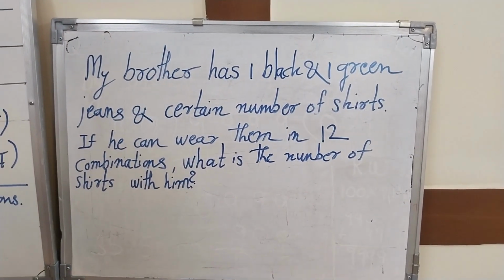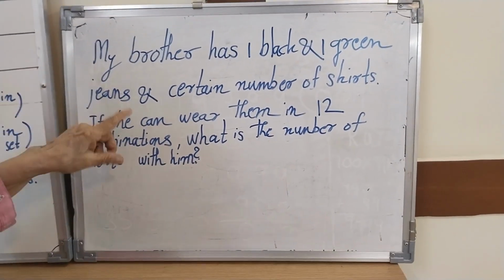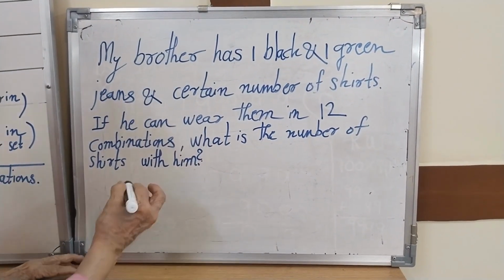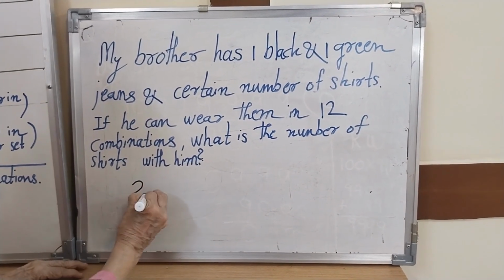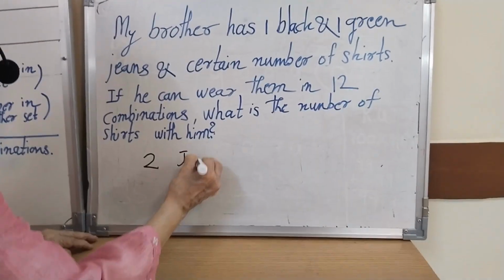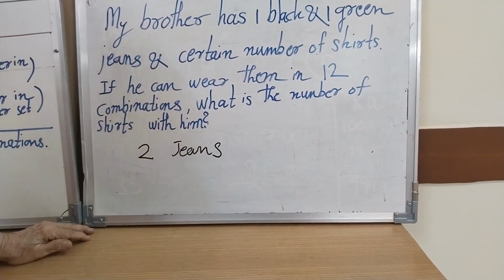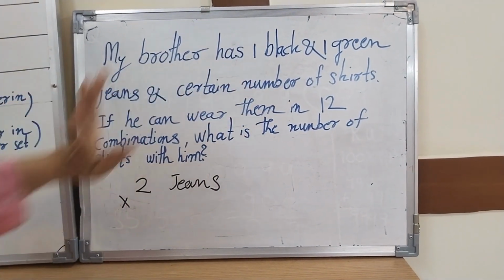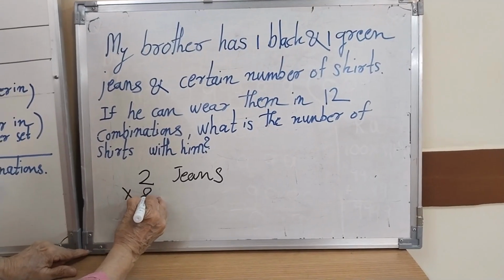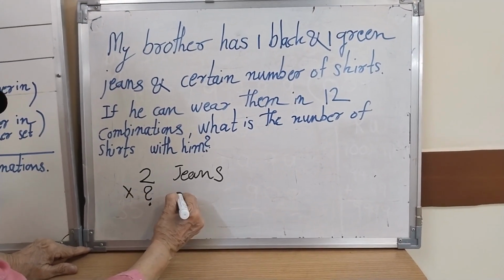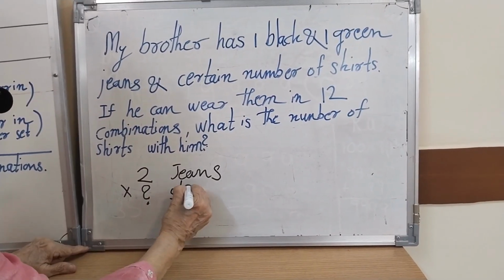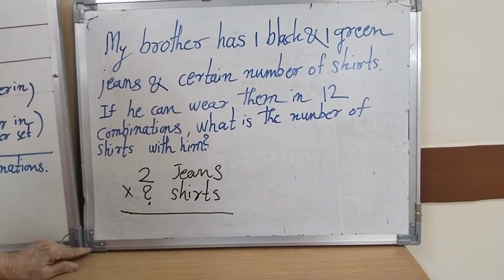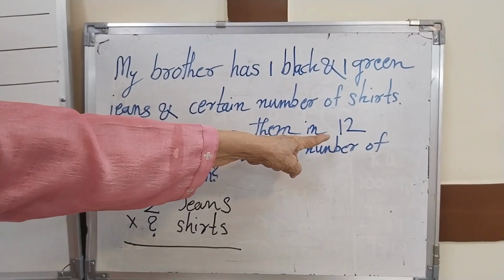Try to understand. They have given us that my brother has got 1 black and 1 green jean. That means 2 jeans are present, right? Multiplied by a certain number of shirts. We don't know what number this is. We have to find out. So here we have to find out the number of shirts. And they have given us the total number of combinations, 12.